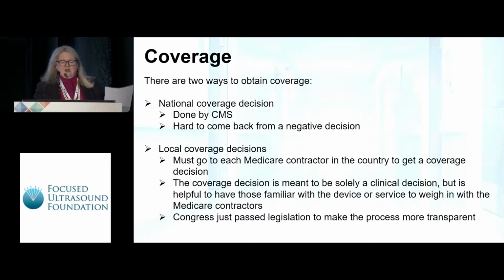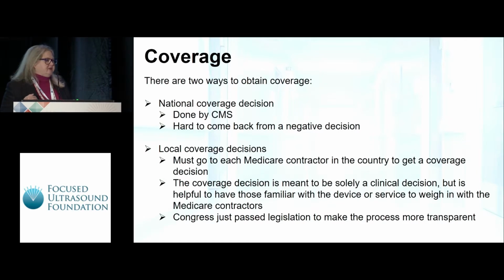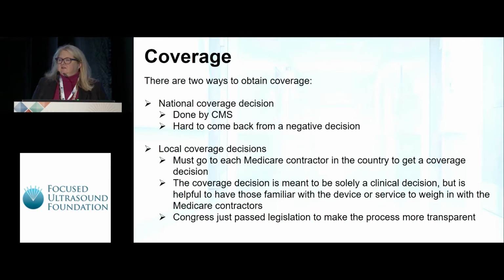Now I'm going to talk about coverage. And I'm not going to go into detail about the coverage process because Congress just passed legislation to make it more transparent. Not easier, but more transparent. There are 2 ways to obtain coverage. One is a national coverage decision that's done by CMS in Baltimore. And the reason a lot of people don't go for a national coverage decision is because if you get a negative decision, it's really hard to come back from it. It's just harder.